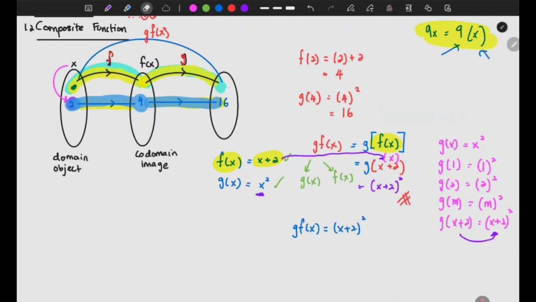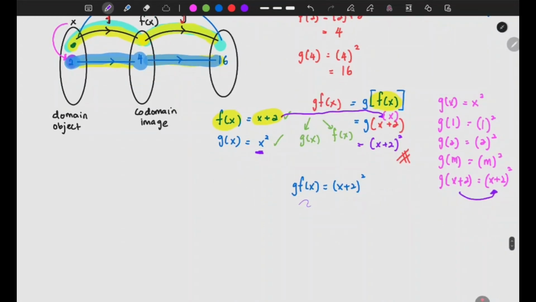So let's key in 2 and see whether you get it or not. So your x is 2, replace your x with 2. So 2 plus 2, 4. What is 4 squared? 16. Can you see? You get your 16.